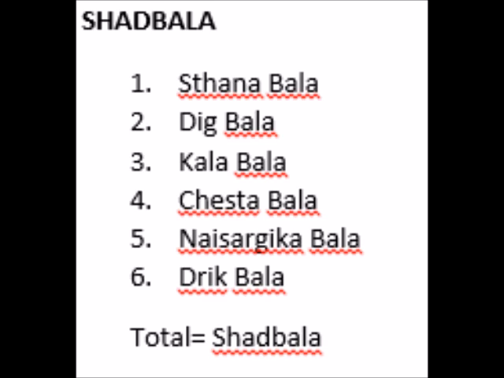Like we discussed, Ocha Bala is about the exact exaltation and debilitation points, and this Sapta Vargaja Bala is based on what sign the planet is placed in: friend, enemy, own. So it gets points based on that.